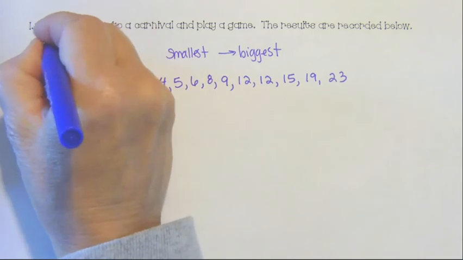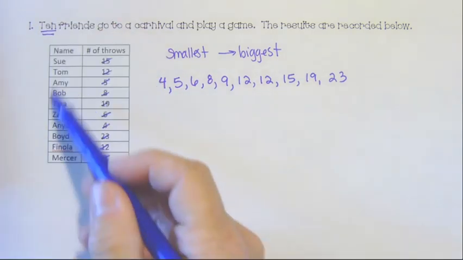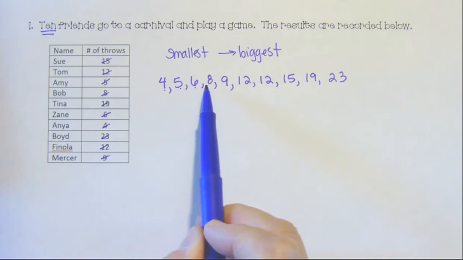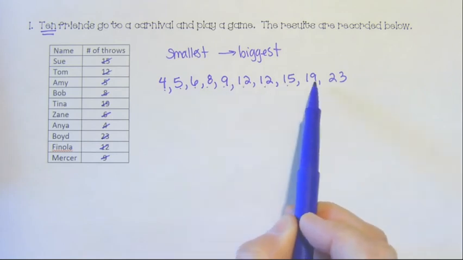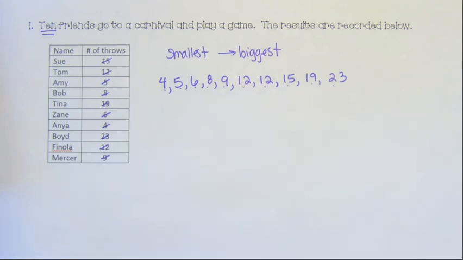Notice it told me in the problem that there was 10 friends. There's all their names, but 1, 2, 3, 4, 5, 6, 7, 8, 9, 10. So that way I know I have all the right numbers.